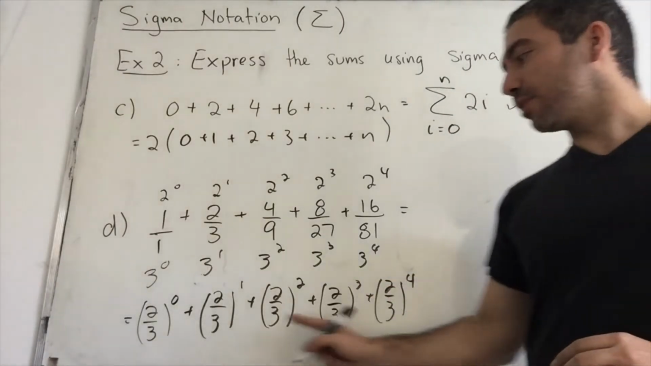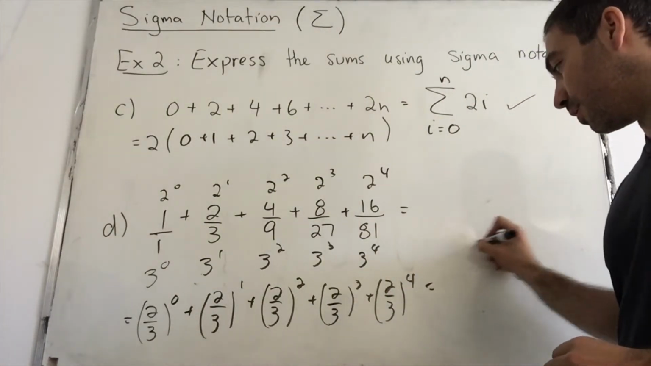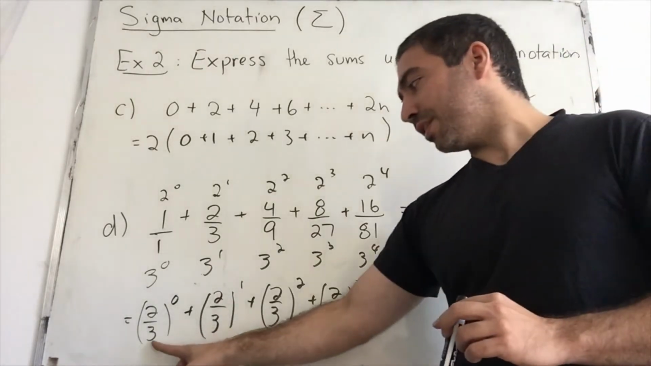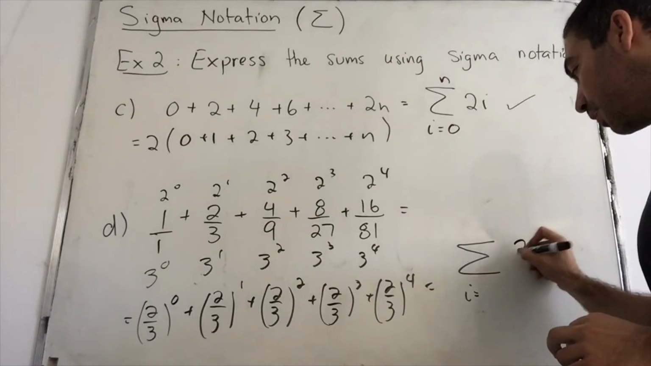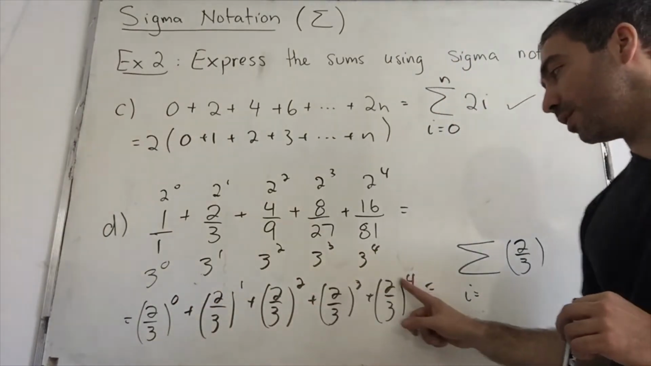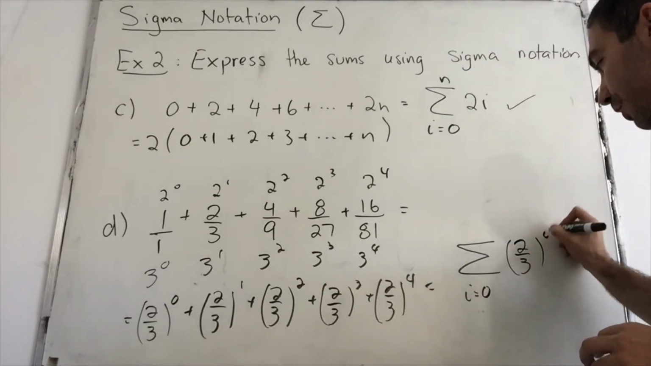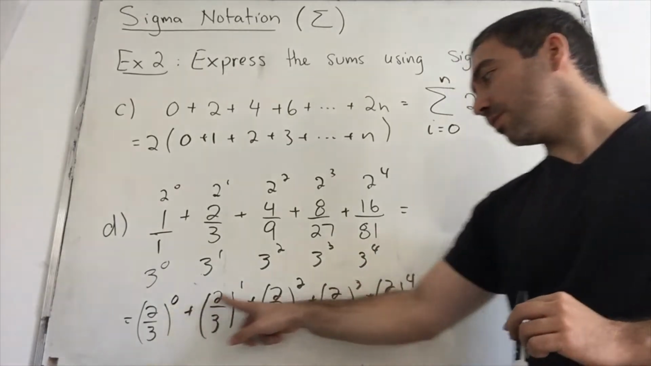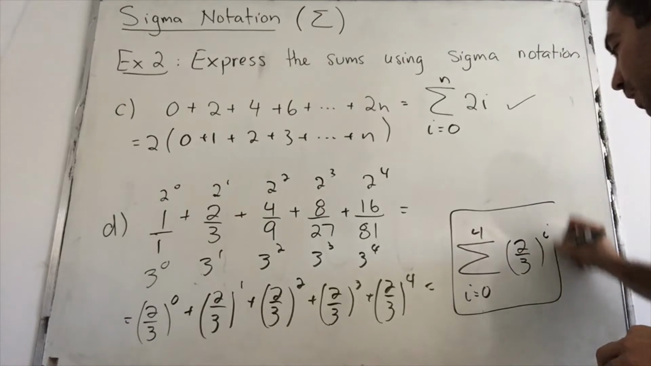And expressing it this way, now it's easier to write it as a sum. The base here doesn't change, it's always 2/3, so I'm going to keep 2/3 over here. The thing that changes is the exponent. It's going up by 1, and it's starting at 0. So I'm going to start at 0, and I'm going to change the exponent. That's the thing that's changing, so I'm going to call it i. And when do we stop? Well, we started at 0 and we stopped at 4. And this is the final answer.